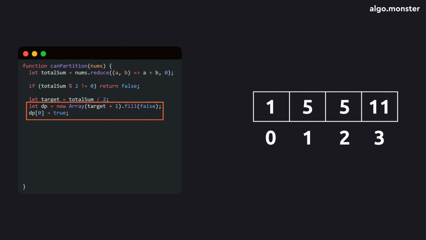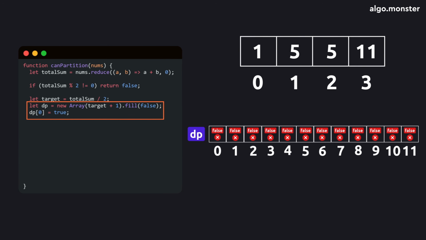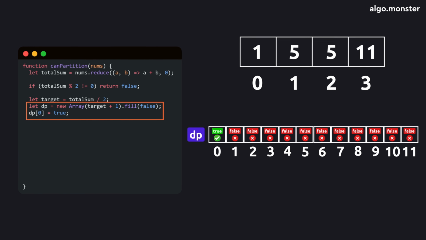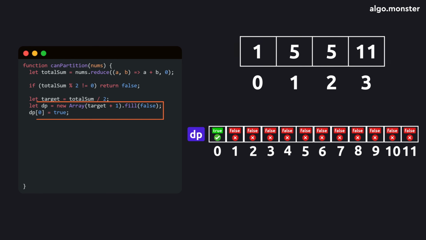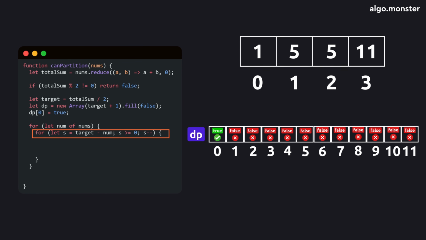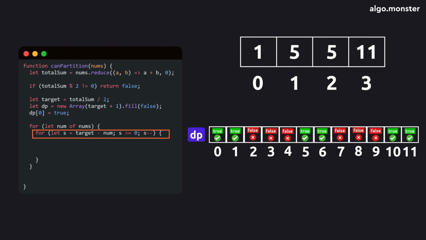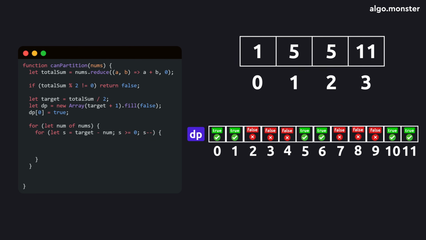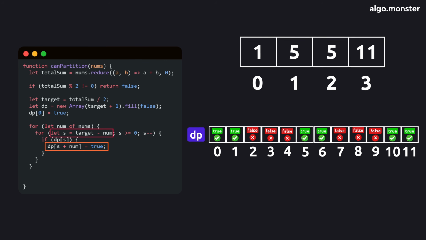Then we create our sums array and initially fill it with false. We set index 0 to true, because sum 0 is always reachable. Then we go through each number in the original array. That's the outer loop. For each number, we need to walk through the sums array and update it from right to left. This is the trick that prevents us from using the same element twice. So we start the inner loop at the target sum and go down to the current element. Why? Because in the formula, we subtract the current number from the sum.